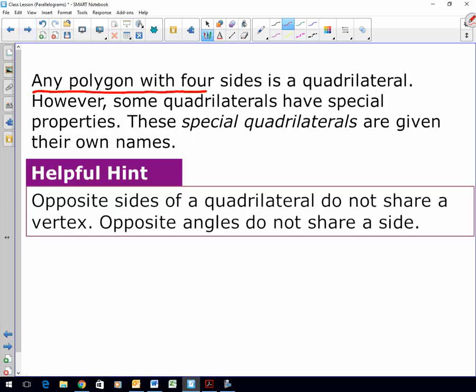Any polygon with four sides is a quadrilateral. Stop. Period. End of story. Just write that down right now. Any polygon with four sides is a quadrilateral.